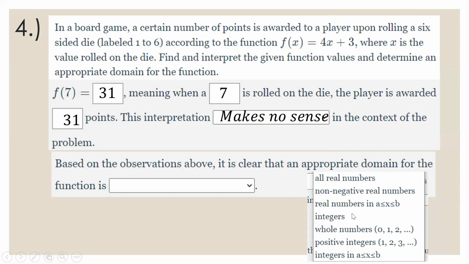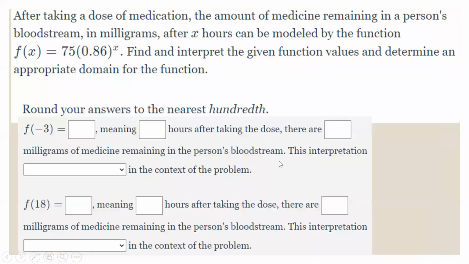Positive integers, that would work, but not when it goes dot, dot, dot, like there's no 7 or 8 or 9. Integers from A to B. There's your winner right there. Integers A through B, because you can only roll from 1 to 6, and only integers, so 1, 2, 3, 4, 5, 6. So that's the winner on that one. Okay? All right, so pause the video. Here's your chance.